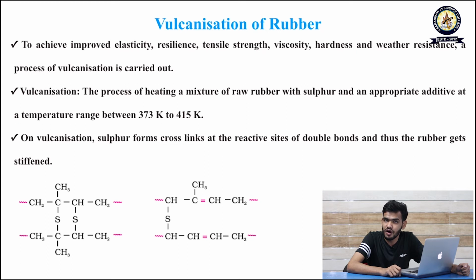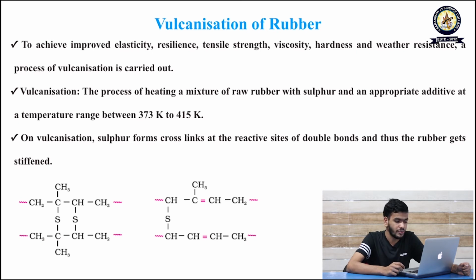Due to the formation of these cross links, the chains of polyisoprene are held by this sulfur cross linking, and due to this strong covalent bond formation, they become harder. These types of cross linked polymers show improved elasticity as well as improved weather resistance.